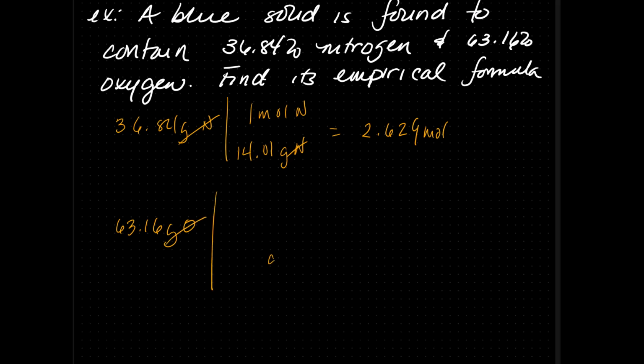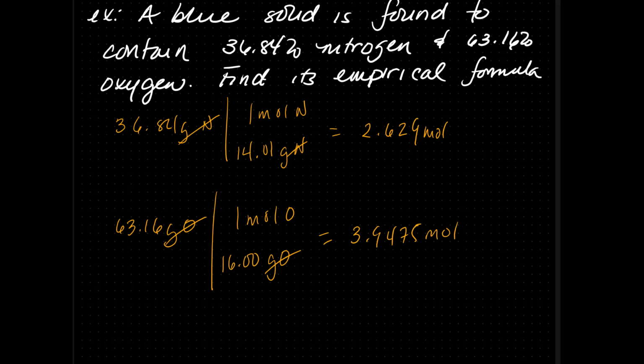I'm going to repeat the procedure for oxygen. Grams of oxygen, 1 mole of oxygen is 16.00 grams off the periodic table. 63.16 times 1 divided by 16 is 3.9475 moles.